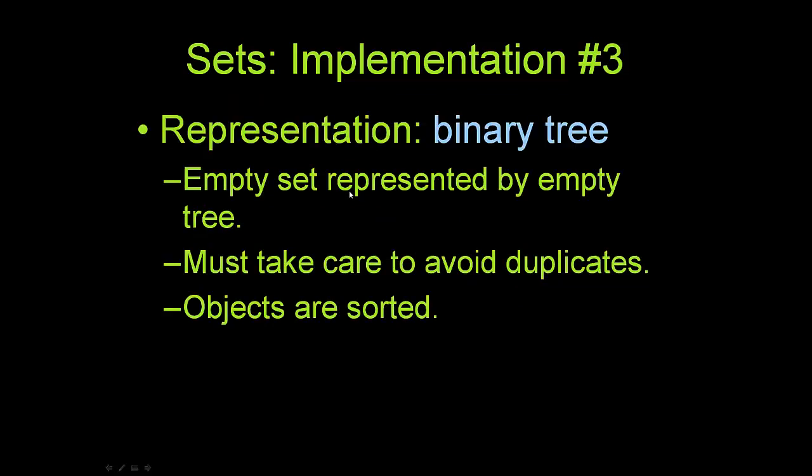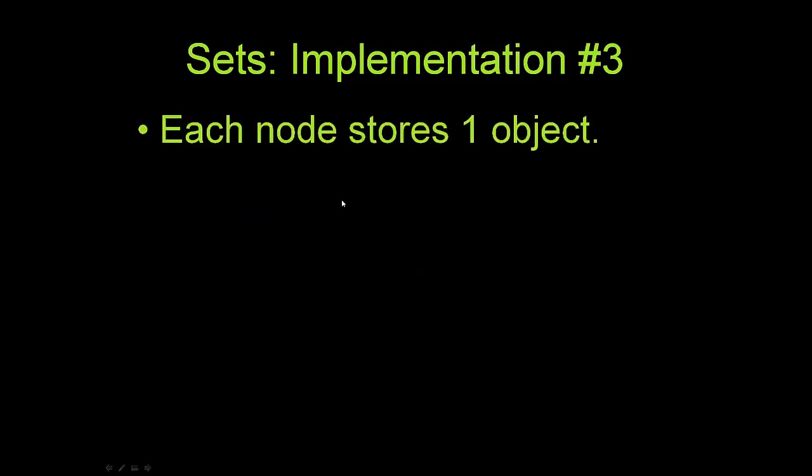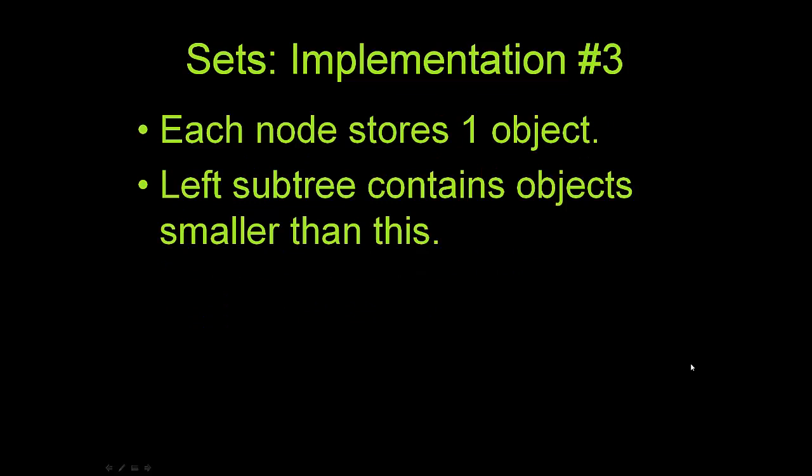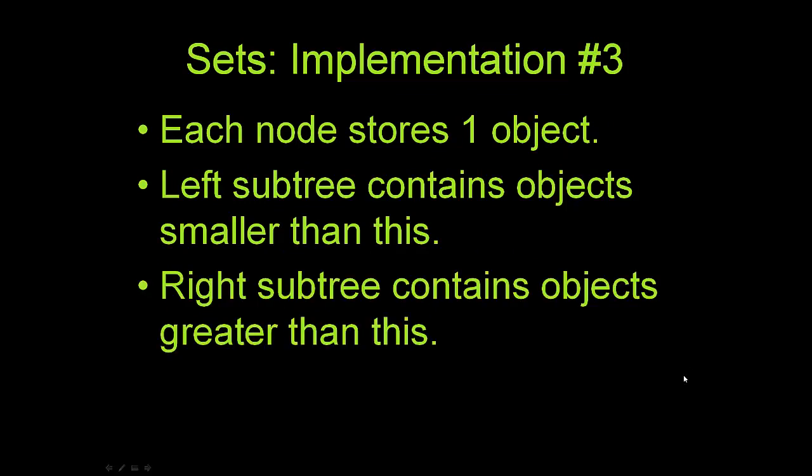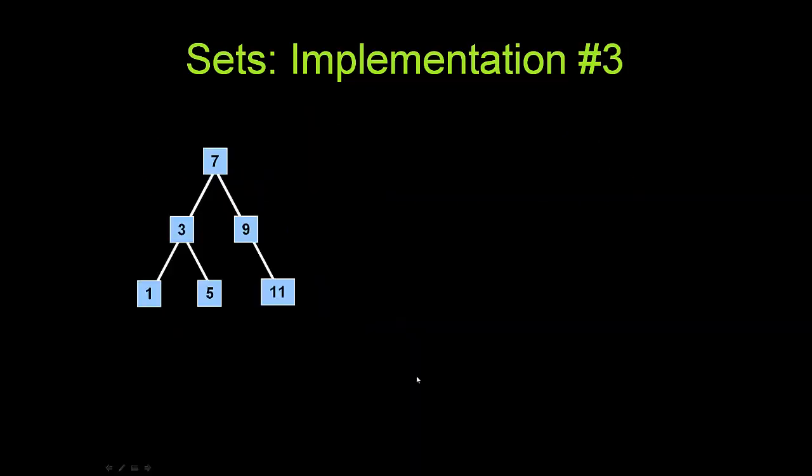Now, the next thing we can do is have another representation, which is a binary tree. Essentially, a binary tree is the following. You have the empty set represented by an empty tree. Basically, the elements are also sorted. So what is a binary tree? In a binary tree, each node stores one object, and the left subtree contains all the objects that are smaller than this one object, and the right subtree contains objects that are greater than this object. This is a binary tree.